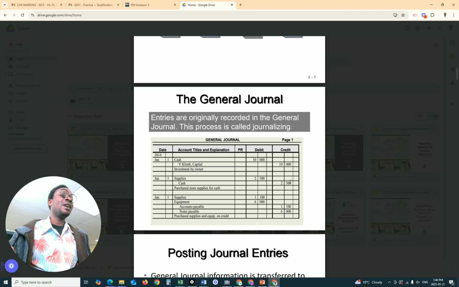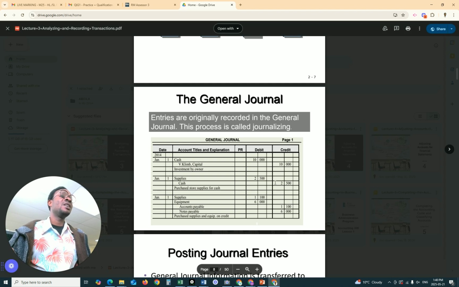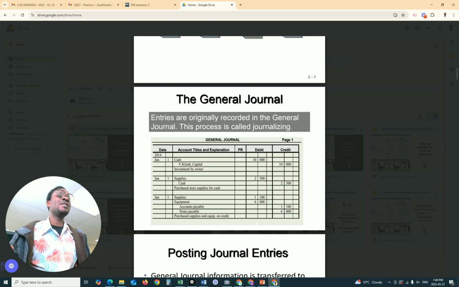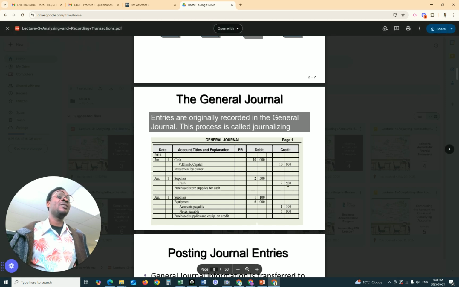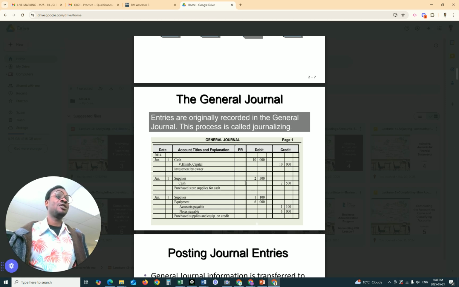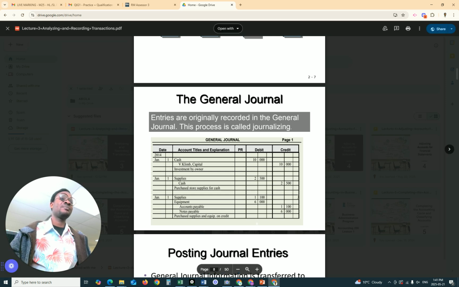Supplies and cash. If you look at this point, supplies is debited, which means supplies is received, cash is given out. This is a transaction that shows that there was payment for supplies. So supplies were bought in cash, purchased store supplies for cash. So cash goes out, cash is given out at the point of purchase, and supplies are received. Supplies come in, so supplies will be debited, cash is credited.